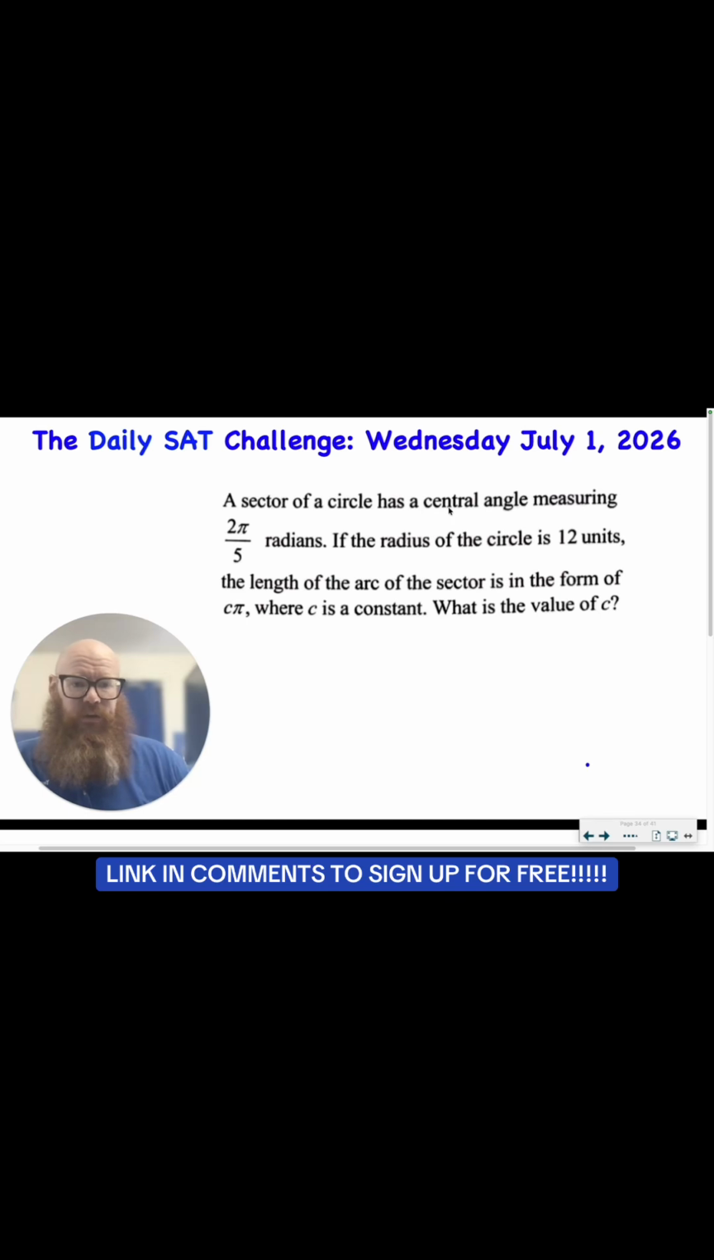So we have a sector with a central angle measuring this in radians, and then they give us the radius, and we want to know the length of the arc. Okay. There is an arc length formula for when it's in radians, but it really is not taught until later Algebra 2, but usually Pre-Calc. And it is not a necessary formula. So anybody out there that wants to do it that way, be my guest.